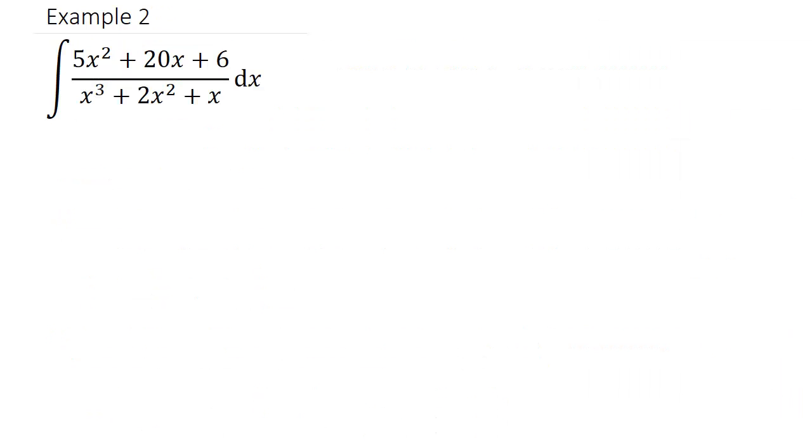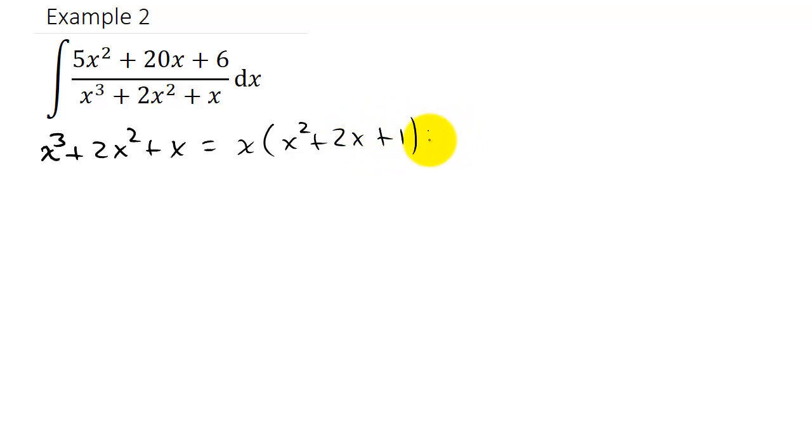Example 2. Alright, so the first thing we need to do is take the denominator and factor it out. So I have x cubed plus 2x squared plus x, and I'll factor out x, so that leaves me with x squared plus 2x plus 1, which is equal to x times, and this factors into x plus 1 times x plus 1, so that would be x plus 1 squared.